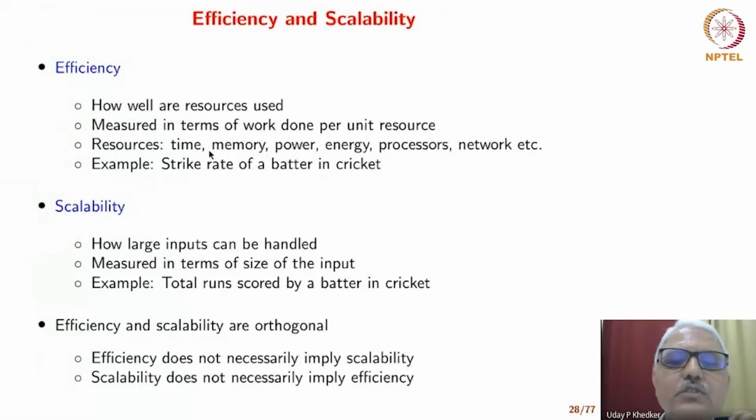And here the resources could be time, memory, power, energy, processors, network bandwidth, etc. Scalability deals with how large inputs can be handled, and it's measured in terms of the size of the input that can be handled and not the time required to handle that input. So an example of efficiency is the strike rate of a batter in cricket, whereas an example of scalability is the total runs scored by a batter in cricket.